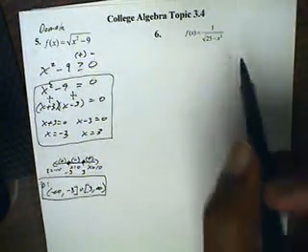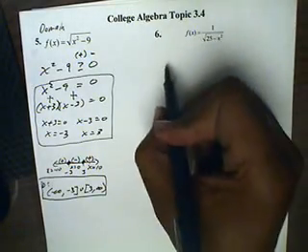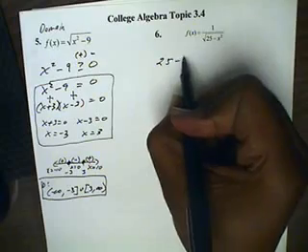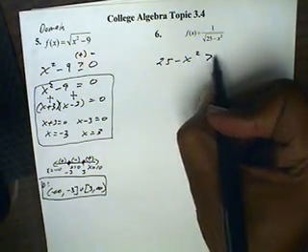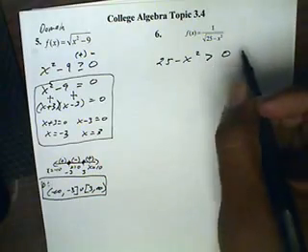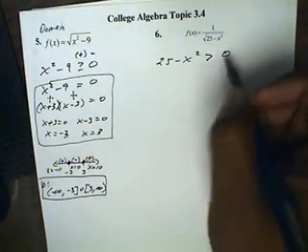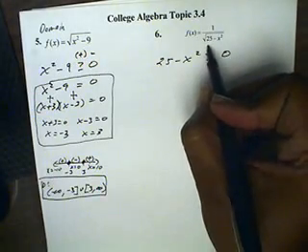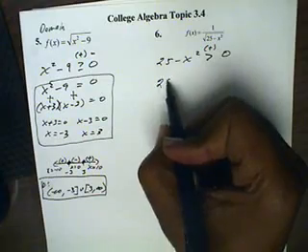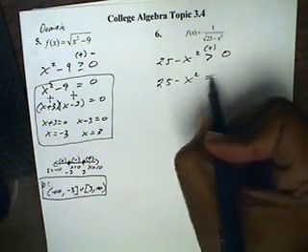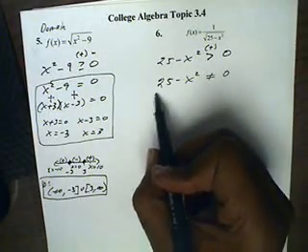Okay, number 6. Since we have a root and it's in the denominator, when we remove the root, 25 minus x squared will be strictly greater than 0. No equal sign, because it's in the denominator. Alright, so greater than 0 means we're looking for positive pieces. And so we're going to turn this into 25 minus x squared does not equal 0. And then we're going to solve this by factoring.